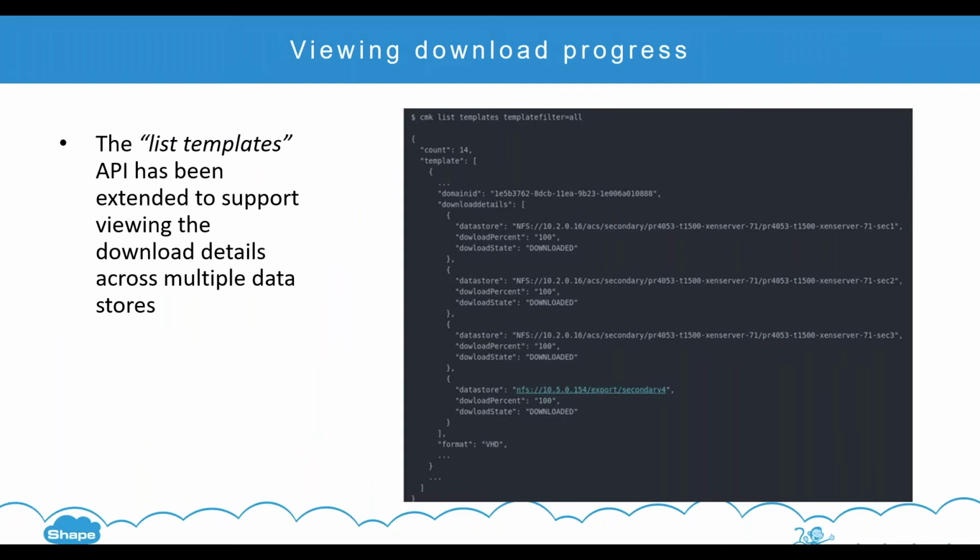Last minor change, which was part of this, was the ability to get the download status, the percentage download, for a template. It's always had an annoying thing that if you're looking at it across multiple secondary storage pools, you would only get the download status for one of those pools. And I think, if I remember rightly, it was almost random which one you got it from. Now by calling list templates, you get information about it in each of the different secondary storage pools and what percentage downloaded it is in each one of those.